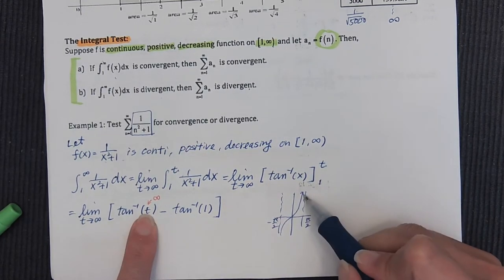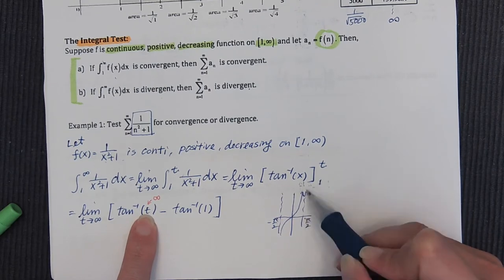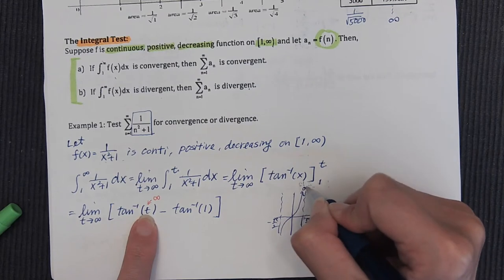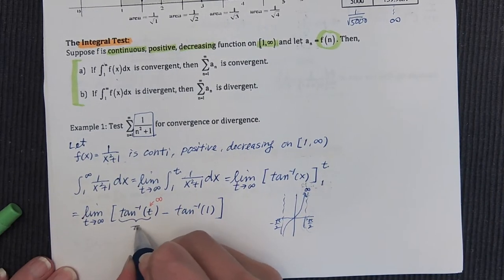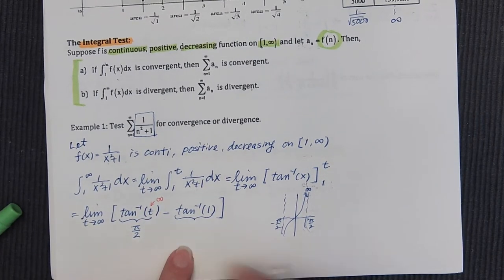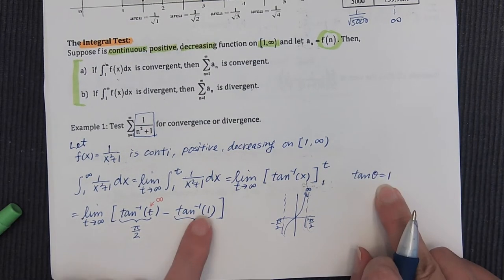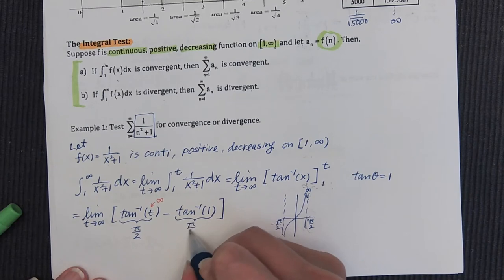If tangent goes to infinity, what happens to my angle? Yes, pi over 2. If tangent goes to infinity, it means the angle is pi over 2. Then what's the tangent inverse of 1? If the tangent is 1, what angle is that? That's what the inverse means. Pi over 4. That's it.